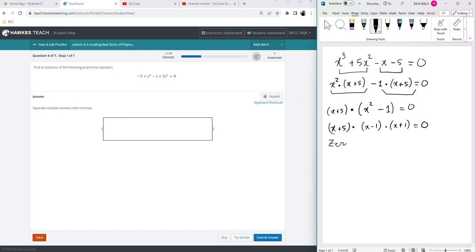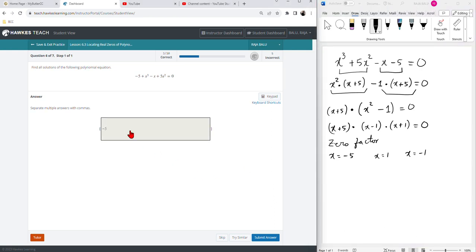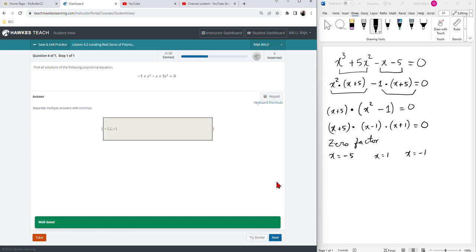Setting each factor to 0 should give us x equal to -5 for the first, x equal to 1 for the second, x equal to -1 for the third. Let's see if the graph will take those values. -5, 1, -1. Yay, it worked.